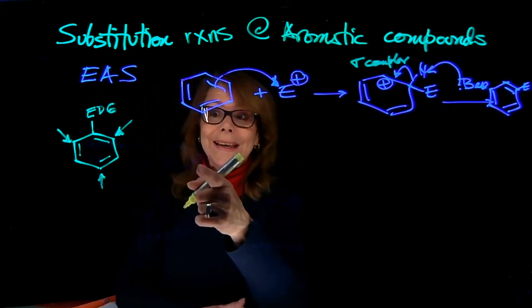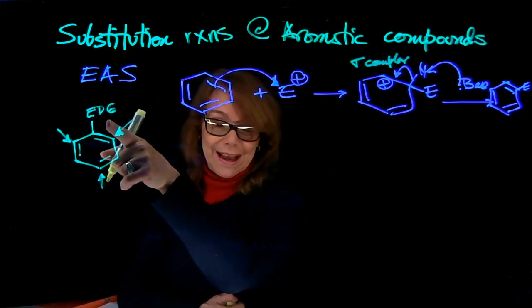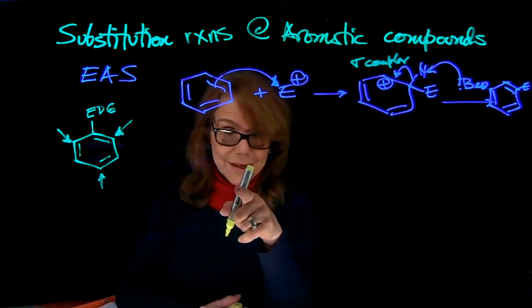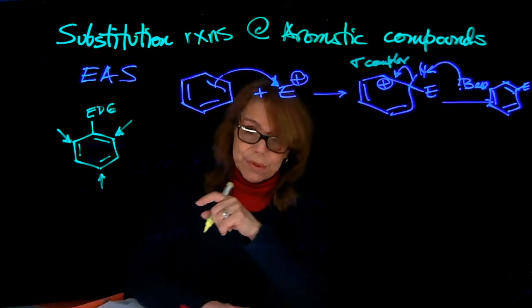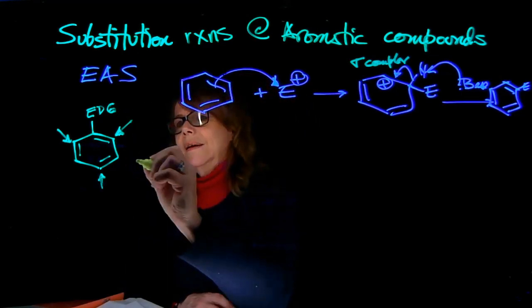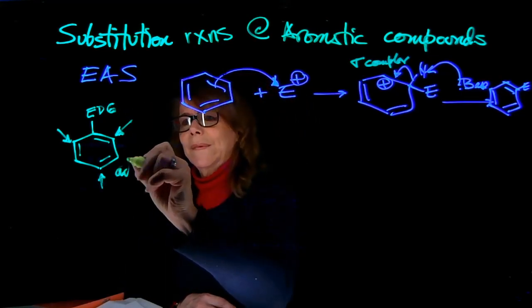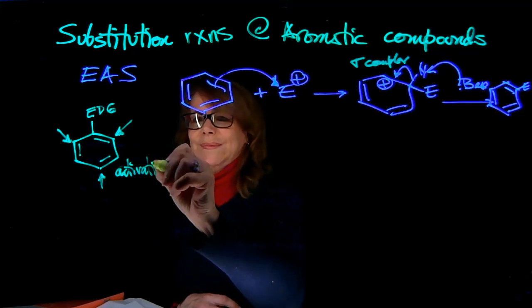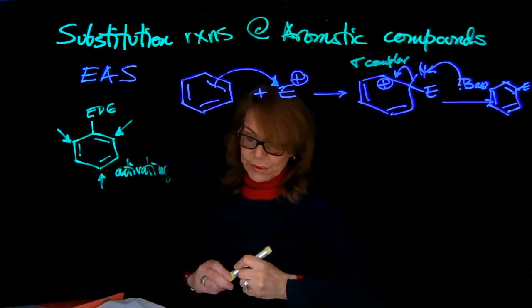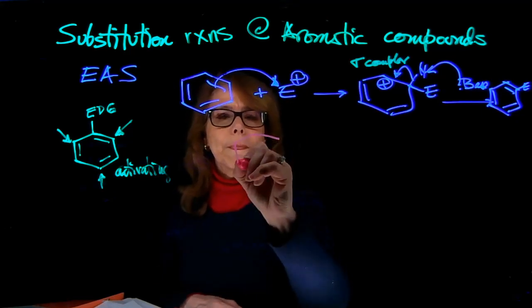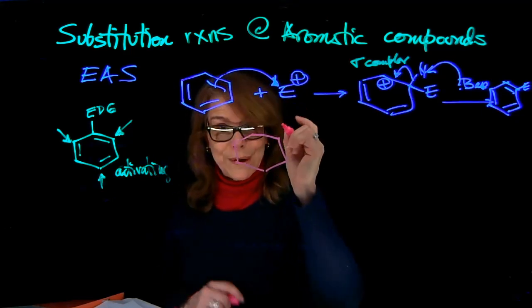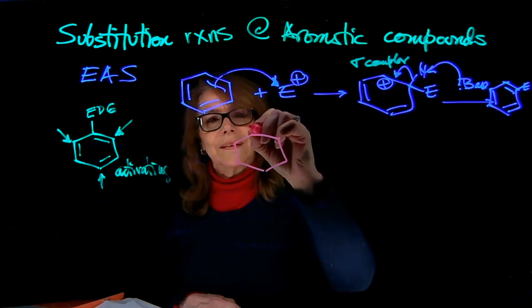So if you're doing a nitration, for example, with something that has an electron donor here, the substitution is going to occur at the ortho and para position. So that is activating groups. Now we have another type of group, with one exception that we're going to talk about now.